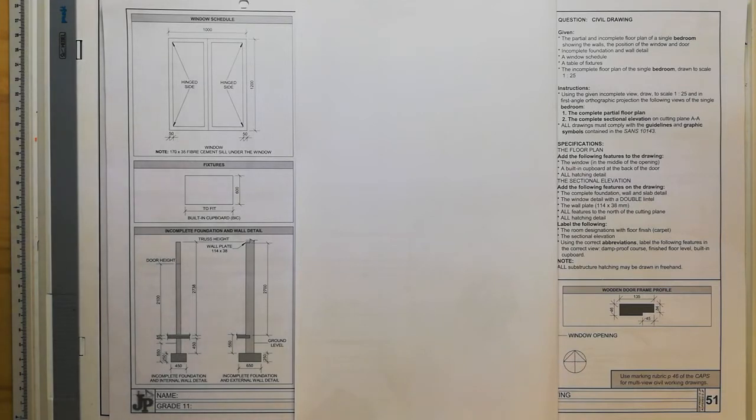So you guys must also have a sound knowledge of the basic principles of the normal civil section. For instance, like the substructure hatching, you will have to know what ground and concrete and all those different materials are, and how they are hatched. So you must have a sound knowledge of that.